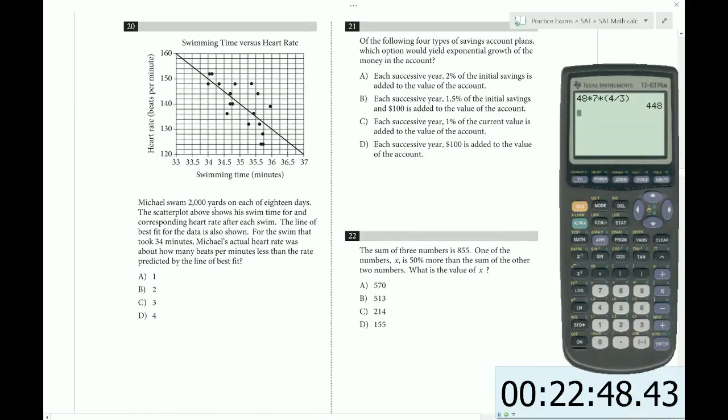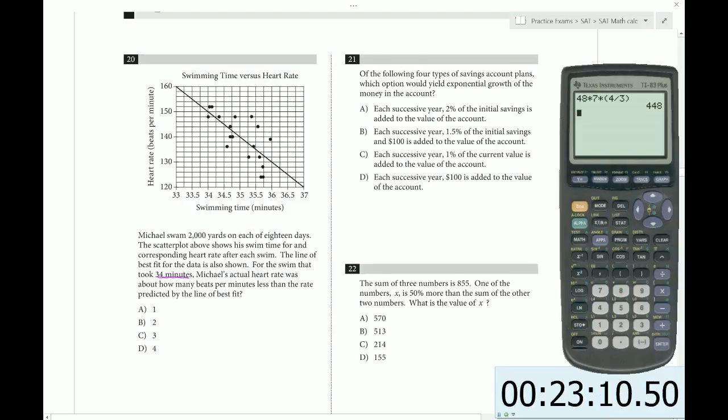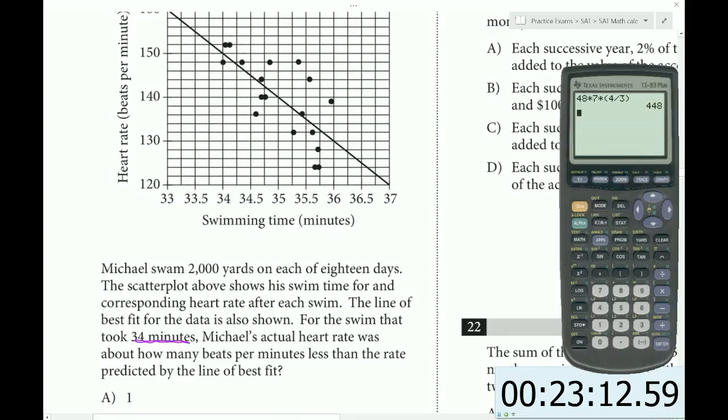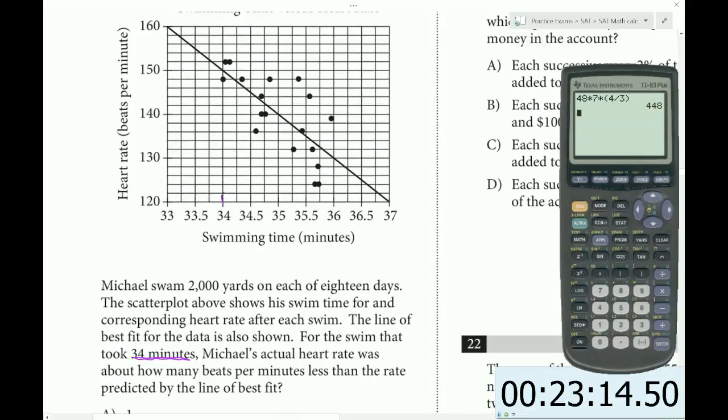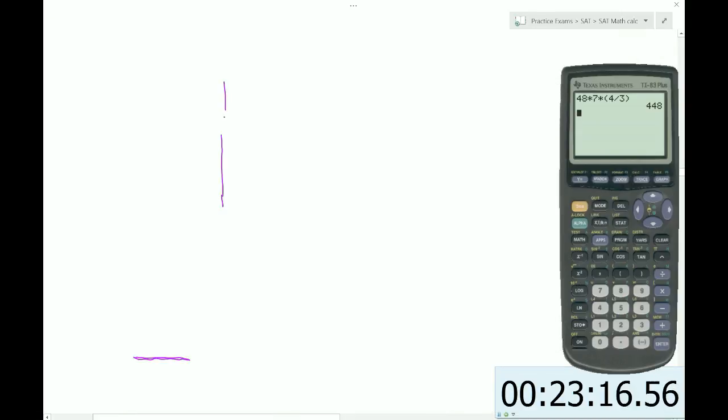Michael swam 2,000 yards on each of 18 days. The scatter plot above shows his swim time and corresponding heart rate for each swim. The line of best fit is also shown. For the swim that took 34 minutes, Michael's actual heart rate was about how many beats per minute less than the rate predicted by the line of best fit. So let's look at that 34-minute swim.